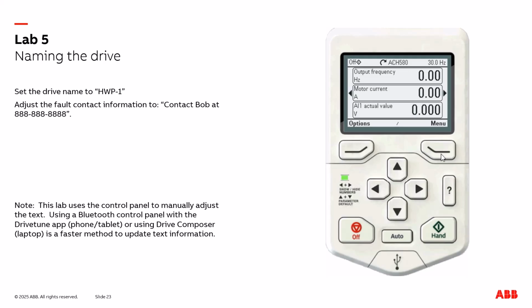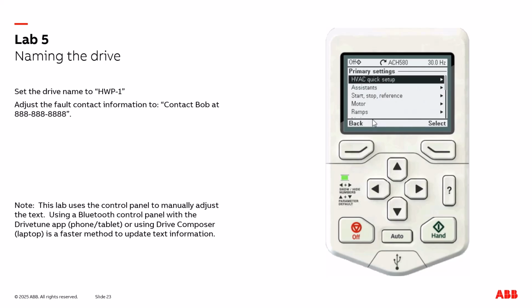Let's now adjust the drive name and fault contact information in the VFD. To do this, as always, go to primary settings. Now, to adjust the drive name, we can do this under HVAC quick setup. It's at the end of the list. If you hit the up arrow key once, you can get to it faster. Drive name.